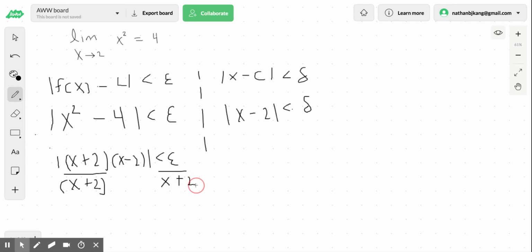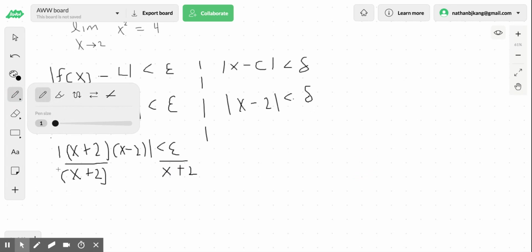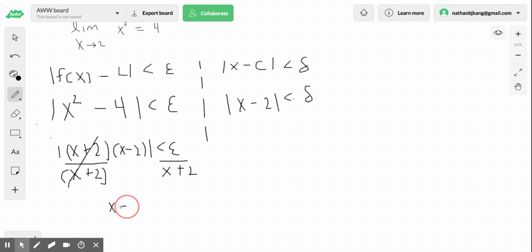All right, so in doing so, we have essentially eliminated this term, and we'll be left with an x minus 2 absolute value is less than epsilon over x plus 2. And let's not forget, on this side, we have x minus 2 is less than delta.